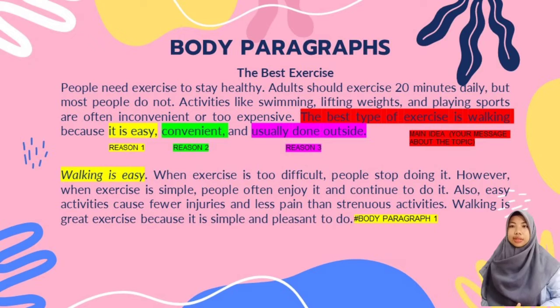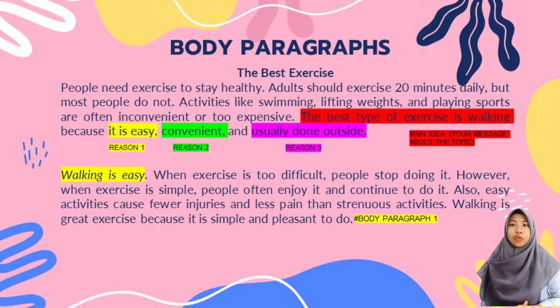Okay, the title is The Best Exercise. People need exercise to stay healthy. Adults should exercise 20 minutes daily, but most people do not. Activities like swimming, lifting weights, and playing sports are often inconvenient or too expensive. The best type of exercise is walking because it is easy, convenient, and usually done outside. Okay, the main idea of your message about the topic is the best type of exercise is walking, the red one, and it's easy, reason 1, convenient, reason 2, and usually done outside, reason 3.